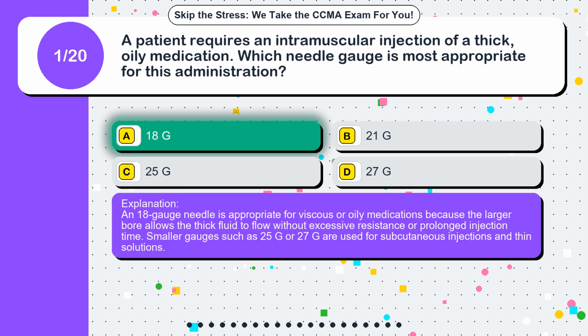An 18-gauge needle is appropriate for viscous or oily medications because the larger bore allows the thick fluid to flow without excessive resistance or prolonged injection time. Smaller gauges such as 25G or 27G are used for subcutaneous injections and thin solutions.